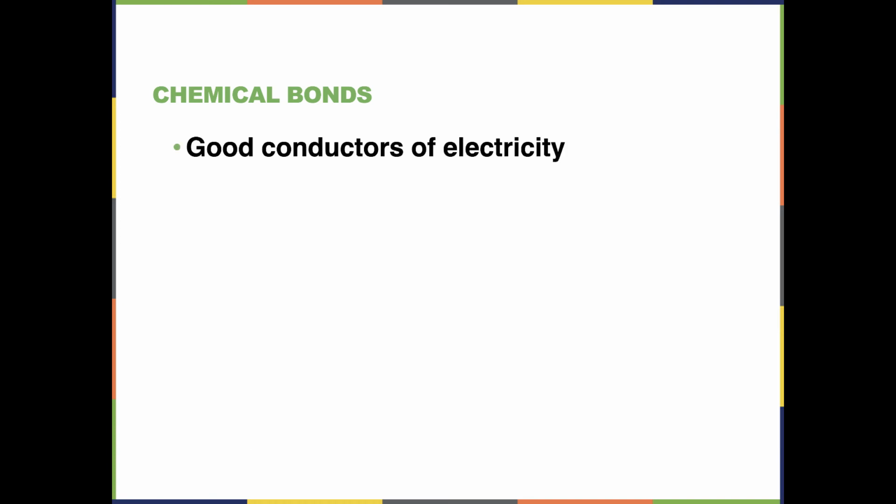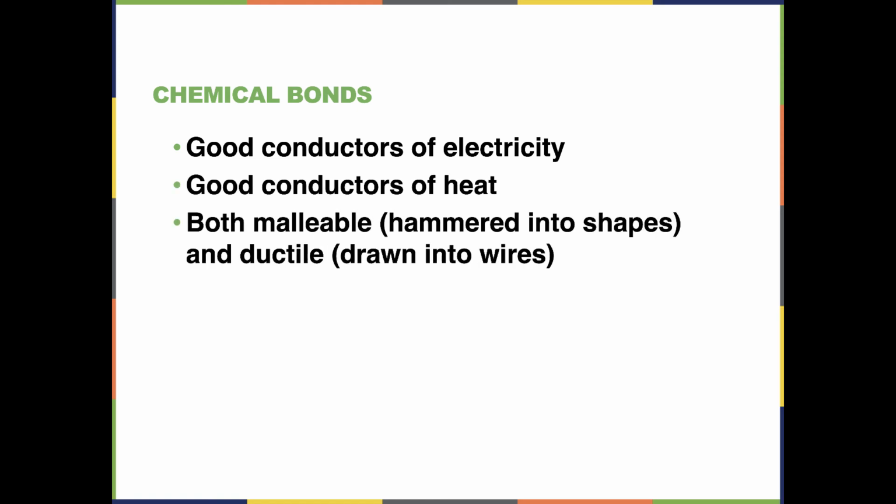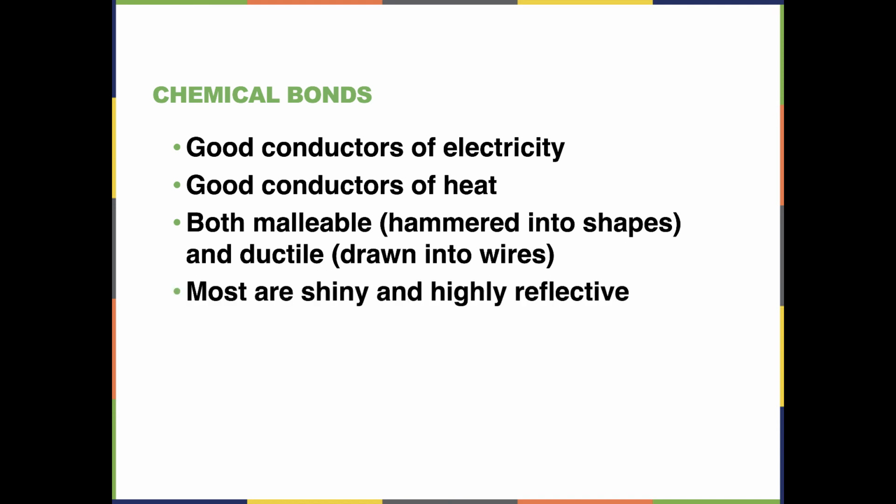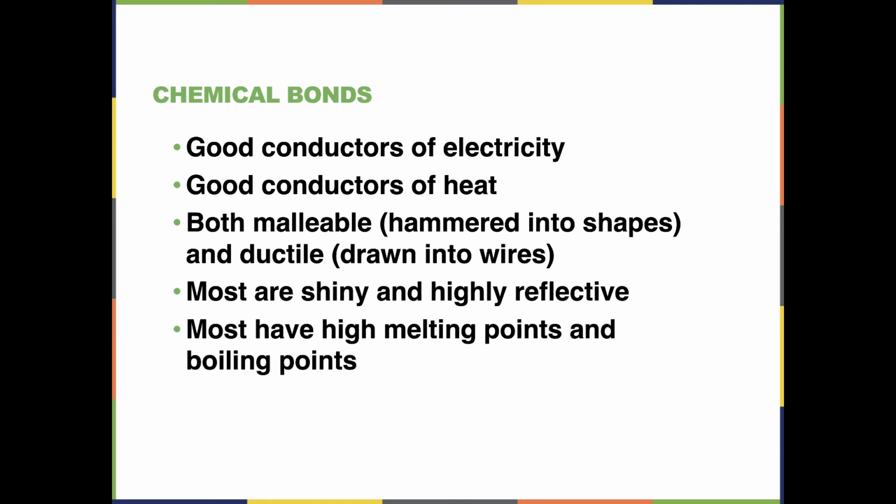So let's take a look at what this looks like. First of all, these substances are very good conductors of electricity. They are very good conductors of heat. They are both malleable, which means they can be hammered into shapes, and ductile, which means they can be drawn into wires or strings. They are shiny and frequently highly reflective. And they have both high melting points and high boiling points, so that the attraction between the atoms is quite high.